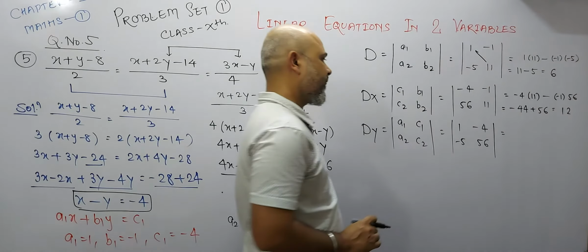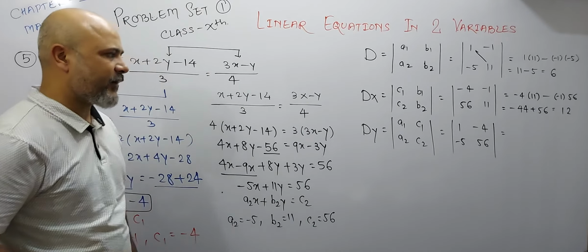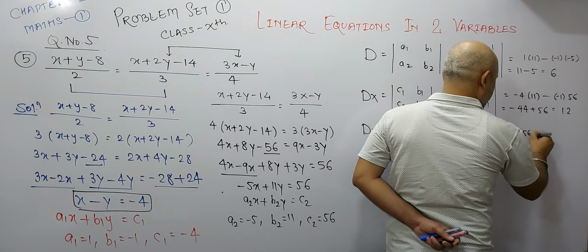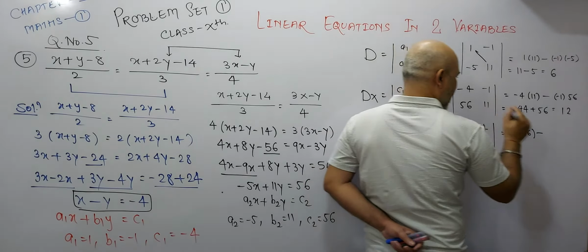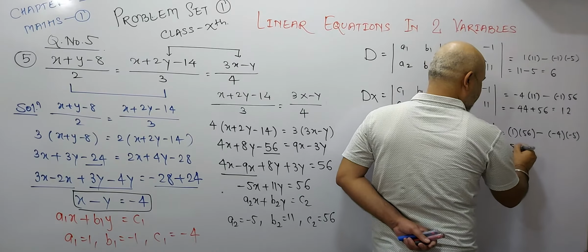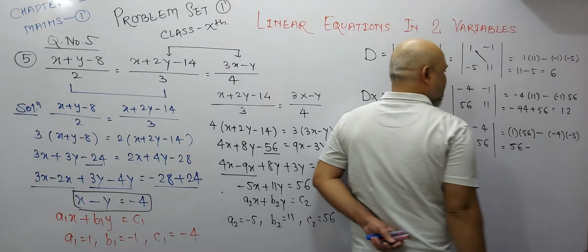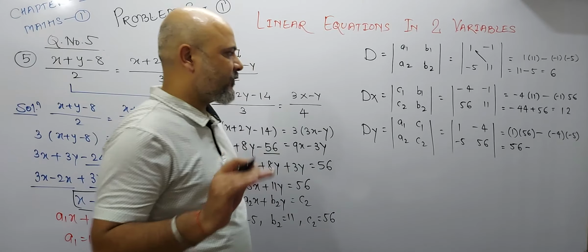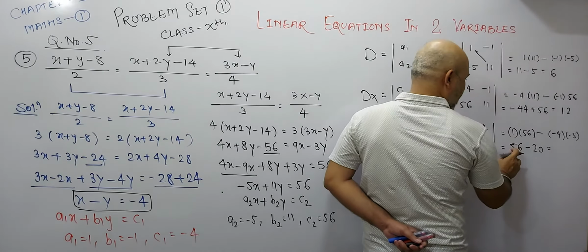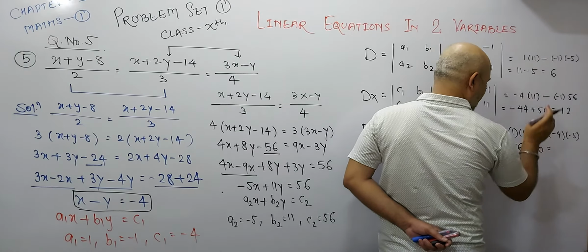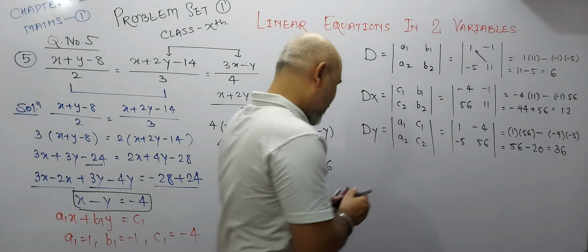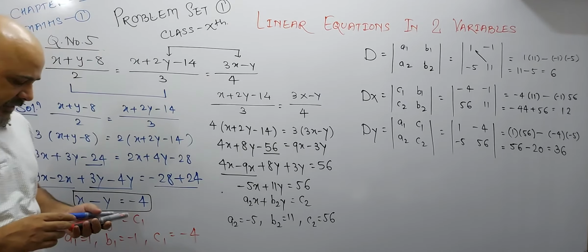Now we will cross multiply to get the value of dy. So 1 multiplied by 56, then minus sign, minus 4 multiplied by minus 5. So this will be 56 minus, this minus 4 multiplied by minus 5 is plus 20. So 4 5s are 20. So you will get 56 minus 20 is 36. So the value of dy is 36.